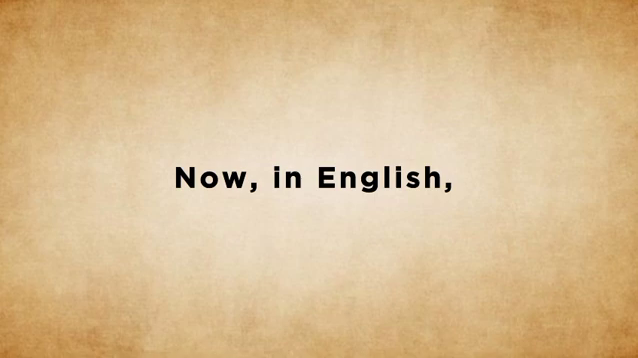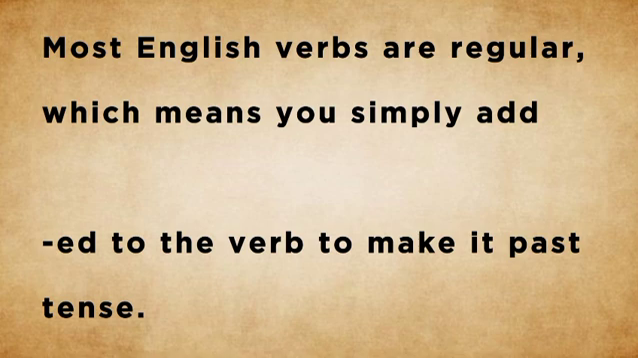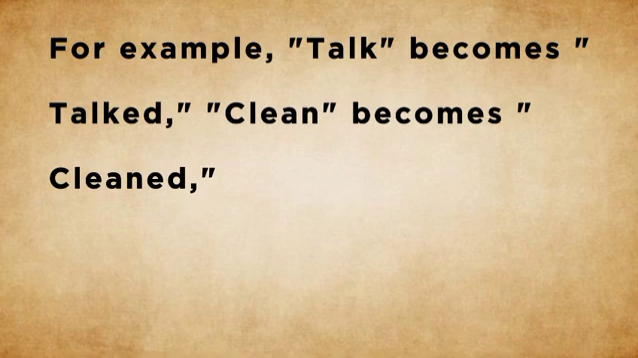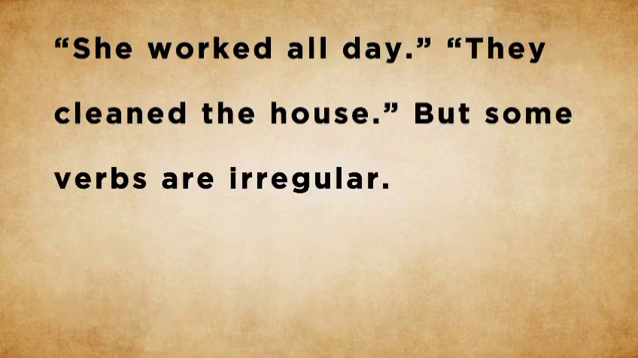Now, in English, there are two types of verbs: regular verbs and irregular verbs. Most English verbs are regular, which means you simply add -ed to the verb to make it past tense. For example, talk becomes talked, clean becomes cleaned, work becomes worked, and cook becomes cooked. Try these with me. I cooked dinner yesterday. She worked all day. They cleaned the house.